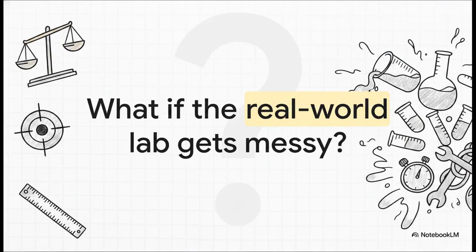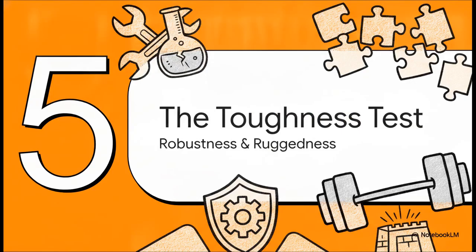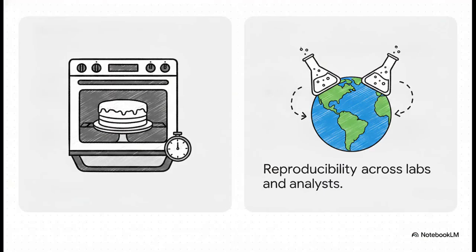Okay, so theoretically, our test is accurate, it's precise, specific, and mathematically sound. But what happens when the real world gets a little chaotic and the lab gets a bit messy? That brings us to Section 5, the toughness test, robustness versus ruggedness. Now, these definitely sound similar, but they measure completely different types of toughness.